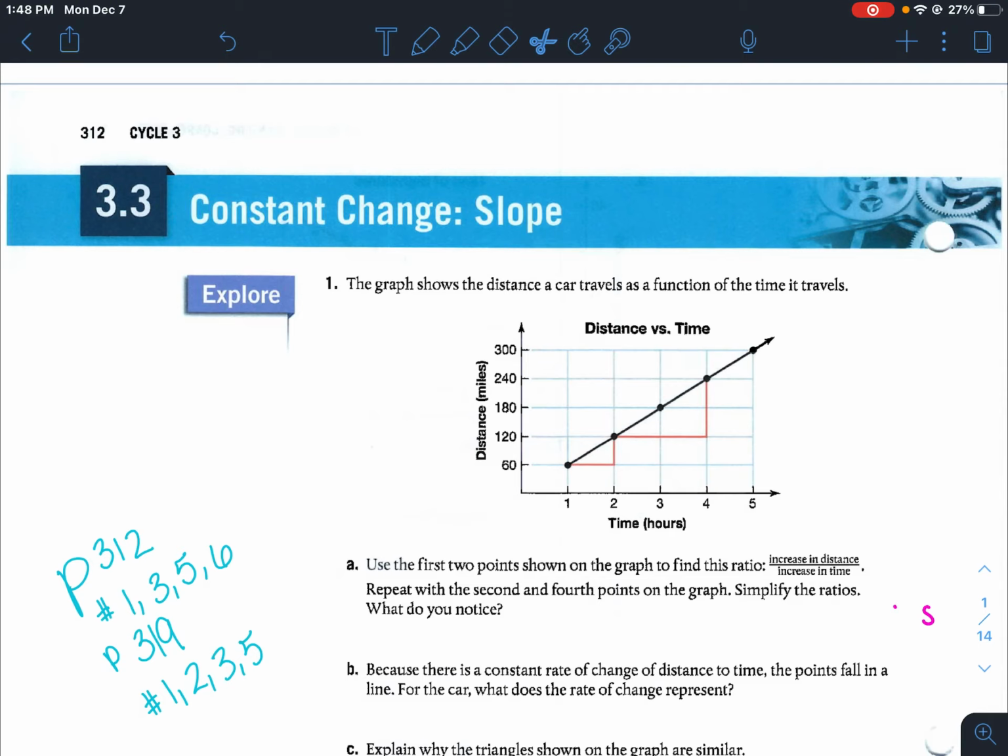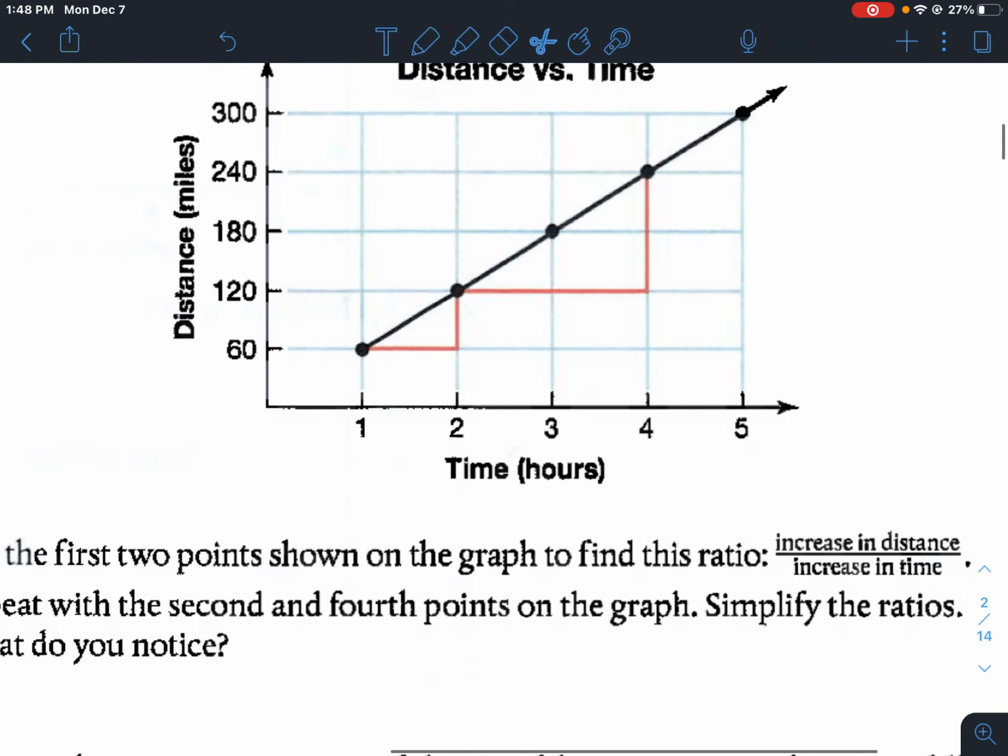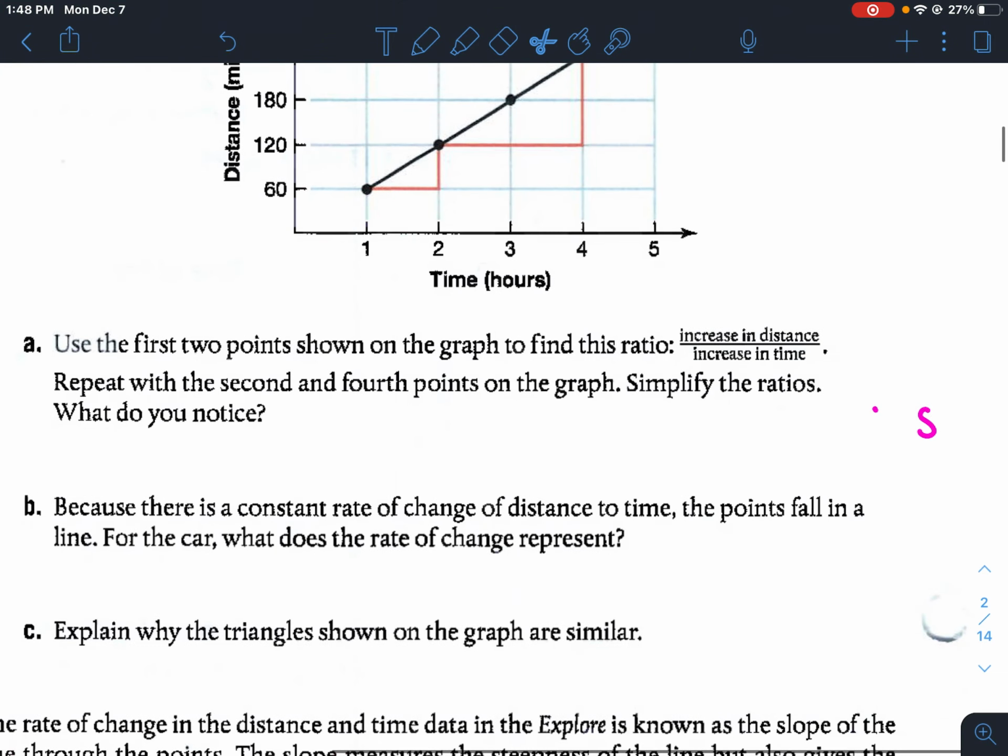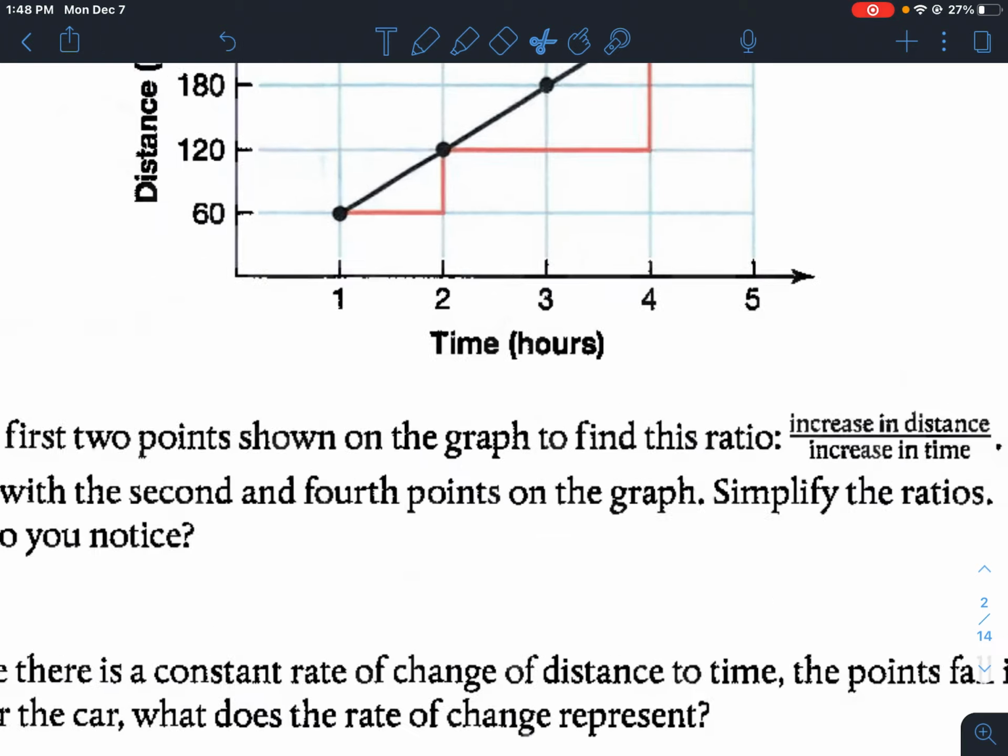So the graph shows the distance a car travels as a function of the time it travels. The x-axis is the time in hours that it's traveling, and the y-axis is the distance in miles that the car is going. Use the first 2 points on the graph to find this ratio: increase in distance over increase in time, and then we'll repeat it for the second and fourth points on the graph, simplify the ratios, and then what do you notice?